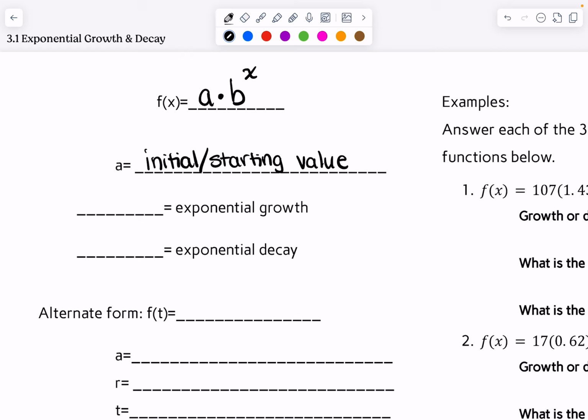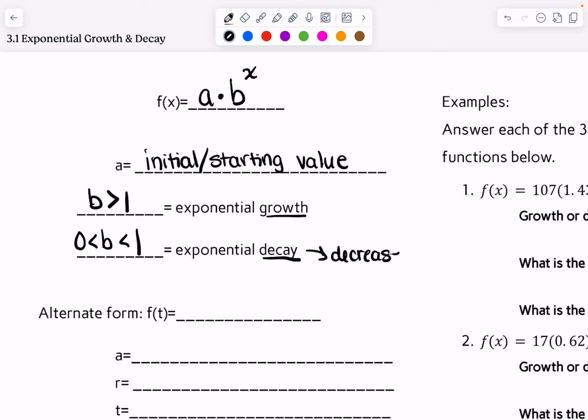If b is greater than 1, we're going to have exponential growth, okay? So the function is going to be getting bigger and bigger and bigger as that x gets bigger. Now, if b is between 0 and 1, we will have exponential decay. So this is like a decrease.